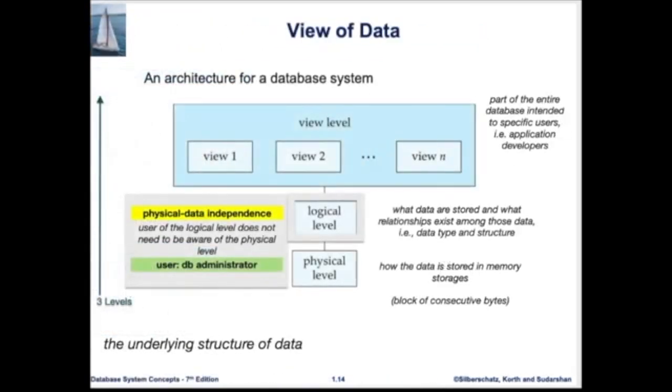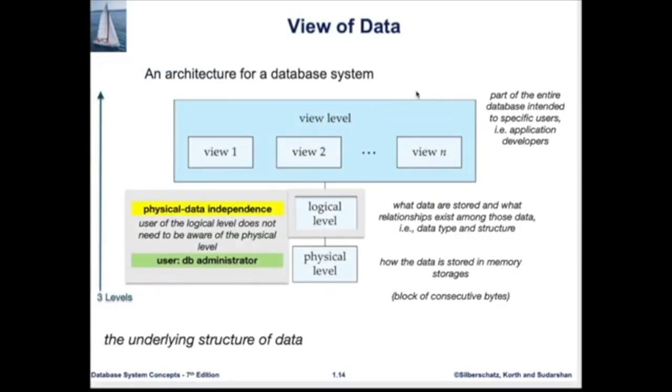So yung next topic naman natin is about the view of data. And yung view of data is, as I mentioned a while ago, it explains yung structure of the data in three levels. So we have the physical level, which is the lowest level. It answers how the data is stored in memory storages, yung actual physical location nung data na yon. So it could be the block of consecutive bytes, ganyan, na nandito sa specific hard disk na to.